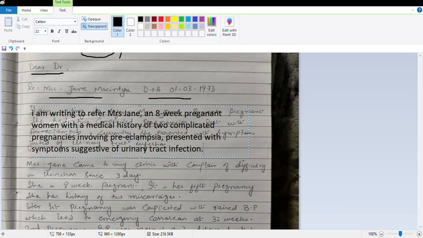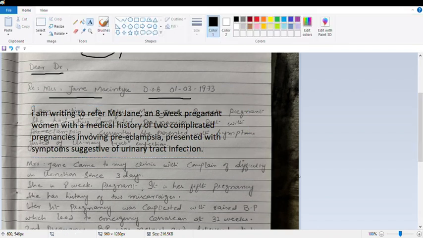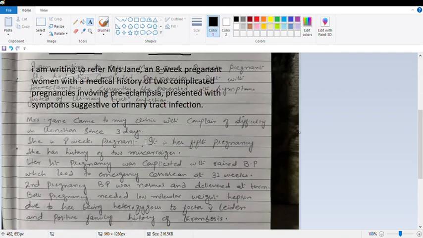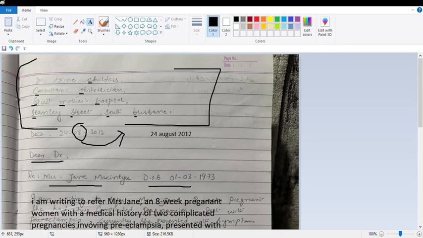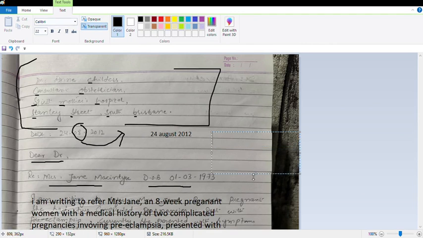So I'm writing to refer Mrs. Jane, an 8-week pregnant woman with a medical history of two complicated pregnancies involving preeclampsia, presented with symptoms suggestive of urinary tract infection or UTI. Okay, so you can also write UTI. Why can you write UTI? Because there are some abbreviations that we can write in short form, like UTI, BP, and temperature.